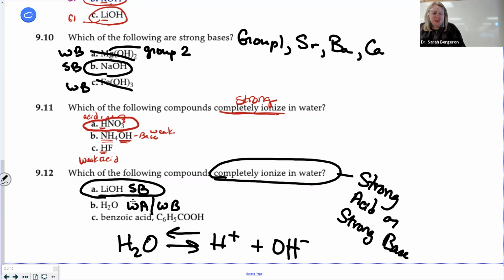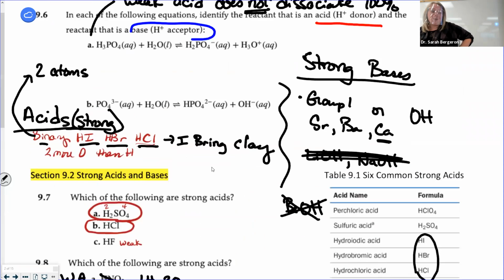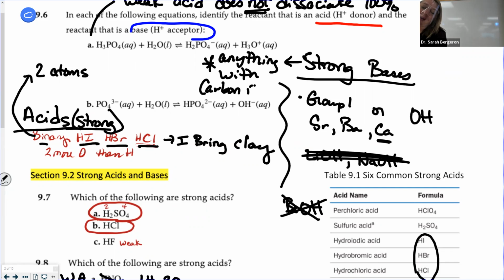Okay, C, benzoic acid, C6H5COOH. Oh my goodness, we haven't seen something like that before, right? That's really weird. Here's a trick, here's a tip. You know your little things up here, strong acids. Here's my thing: anything with carbon is weak. Anything with carbon is weak. So if you see carbon, automatically think weak.